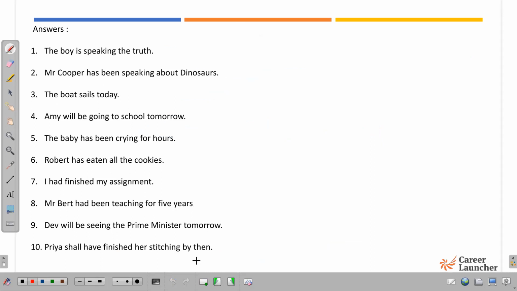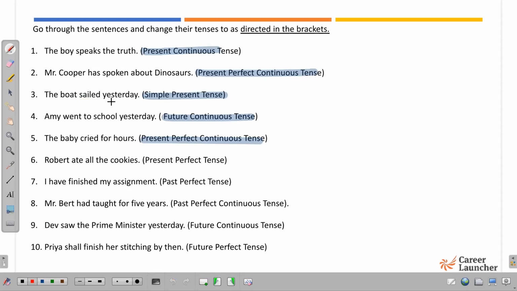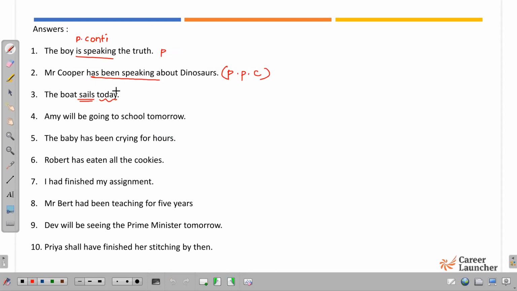So you have to change it to the present continuous. The boy is speaking, the present continuous. Okay, Mr. Cooper has been. It was supposed to be present perfect continuous. Then the boat sails. It was a simple present. So the boat sails. And obviously, we have to change. Okay, yesterday was the past. Obviously, the present will be today, the present moment. So simple present.